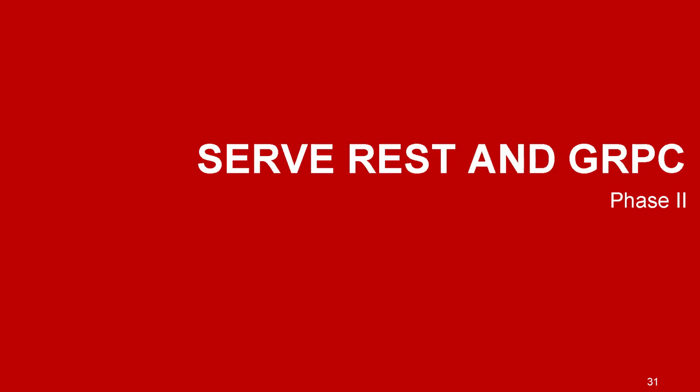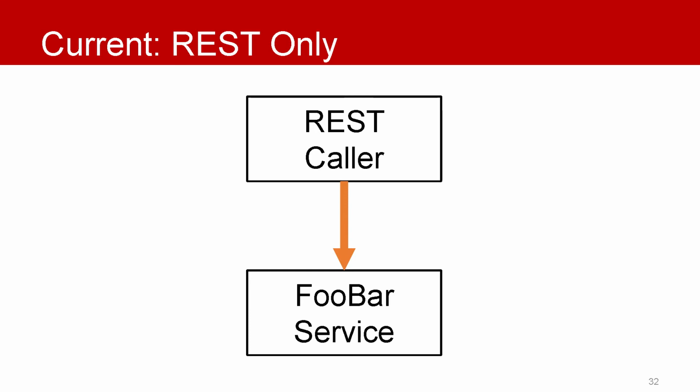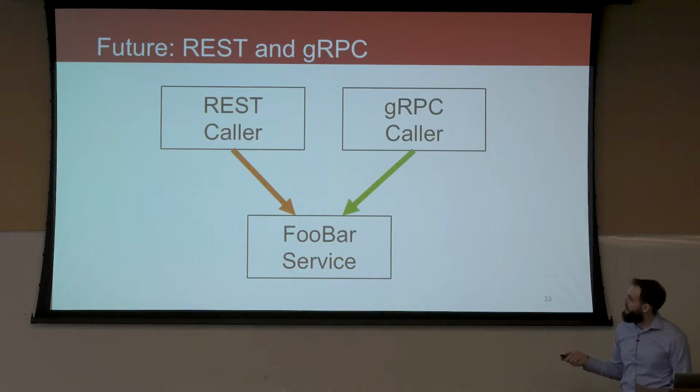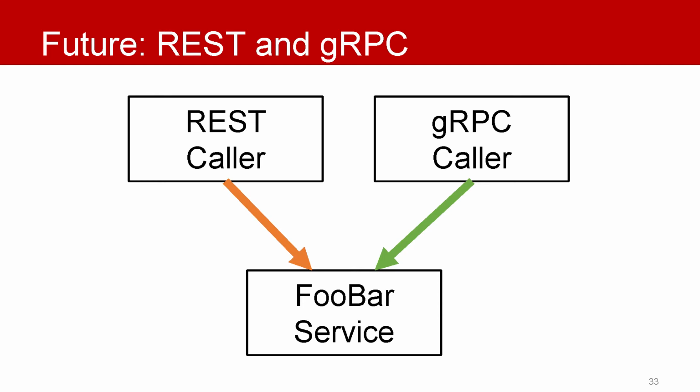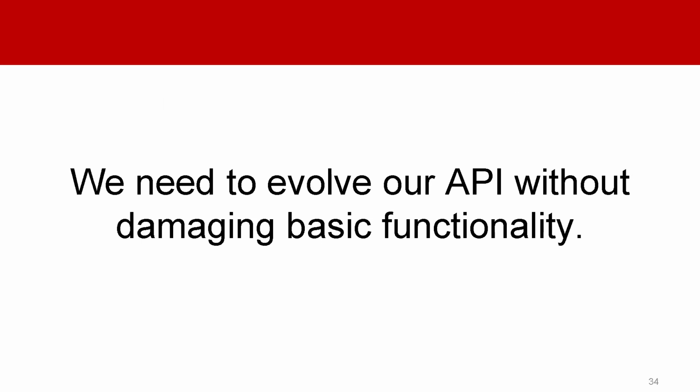OK, so the next step in the plan is to serve REST and gRPC together. So our current component and connectors view for a service looks like this. We have our foobar service, and we have a single REST caller. And what we want to get to is a foobar service that can serve both a REST caller and a gRPC caller. And so the fundamental question here is, how do we evolve our API without damaging the basic functionality of our service?